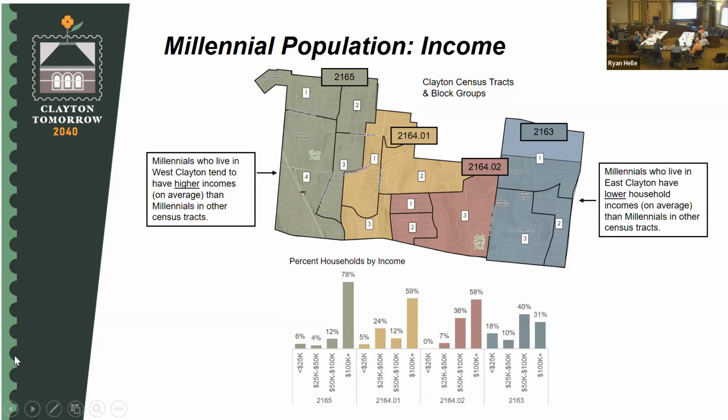Then this looks at income. Again, we're trying to figure out, of that millennial population, what can we determine about those other demographics? So in this case, millennials who live in that western section tend to have higher incomes on average than millennials that live elsewhere in the community. Conversely, millennials who live in that eastern section have lower incomes. That would be consistent with maybe that PhD student, that sort of population that might be living near or on a campus.